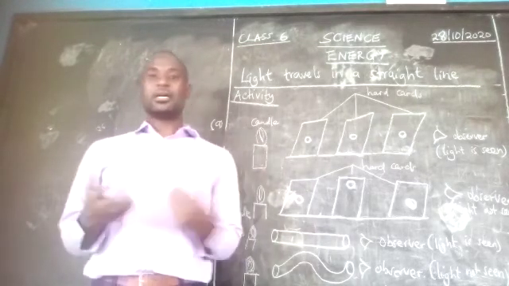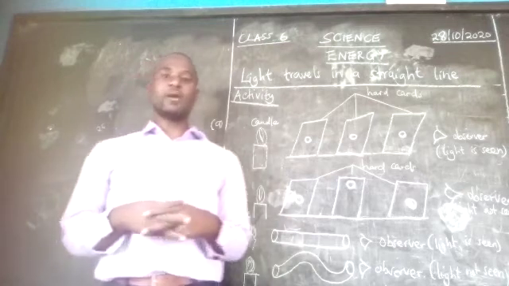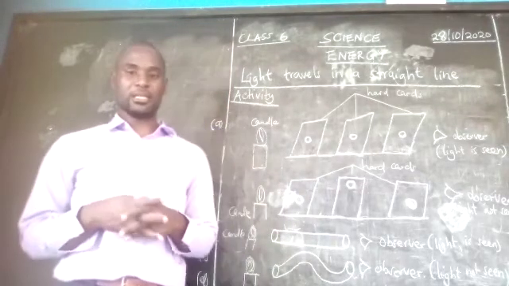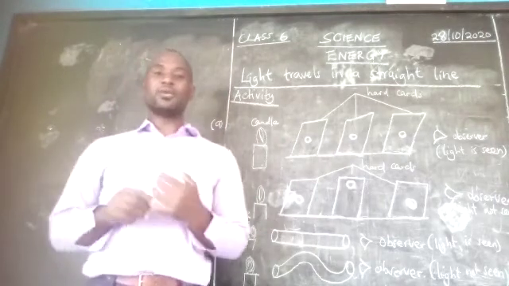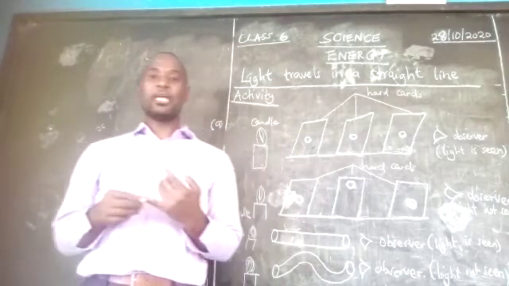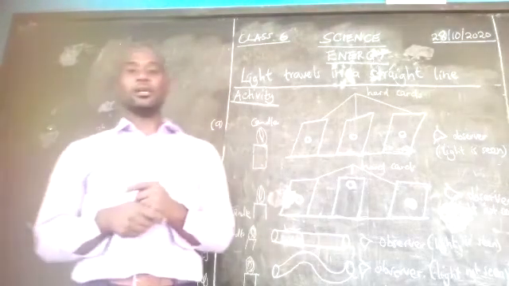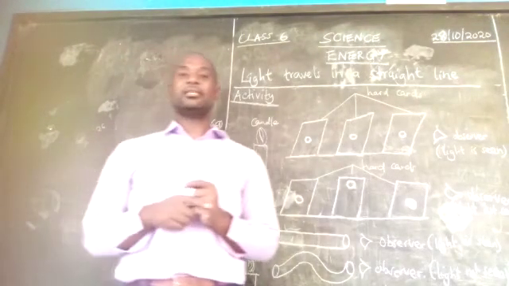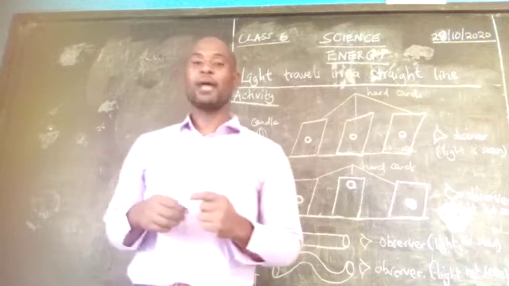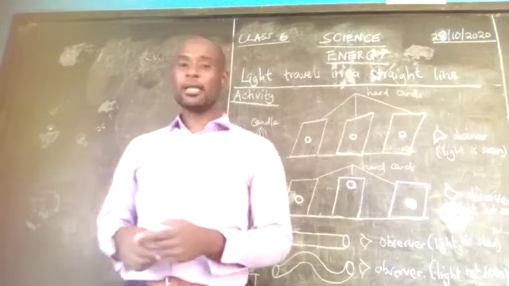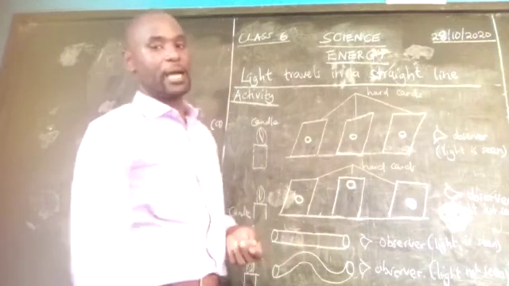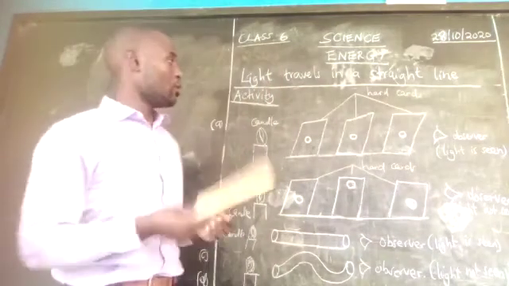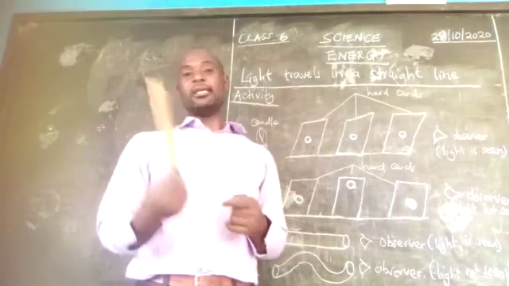Now, there is an activity that we are supposed to carry out, and the activity shows how light travels in a straight line. The materials that we are supposed to have are a source of light, preferably a candle, then 3 hard cards. When I talk of hard cards, we can get those hard cards from boxes. For example, I made one of the cards here. This is one of the cards.